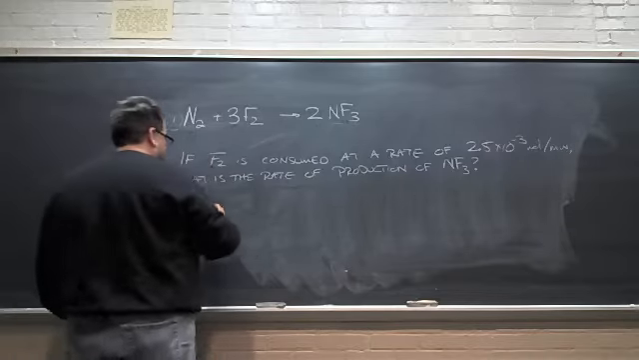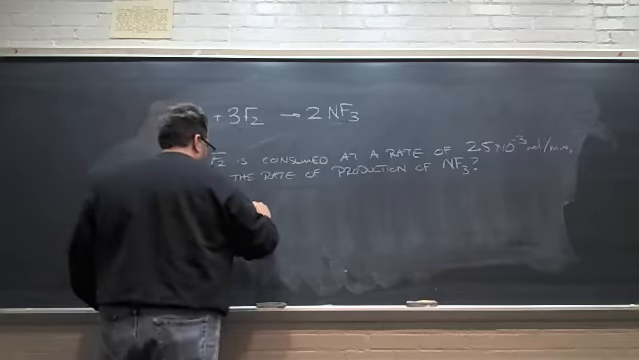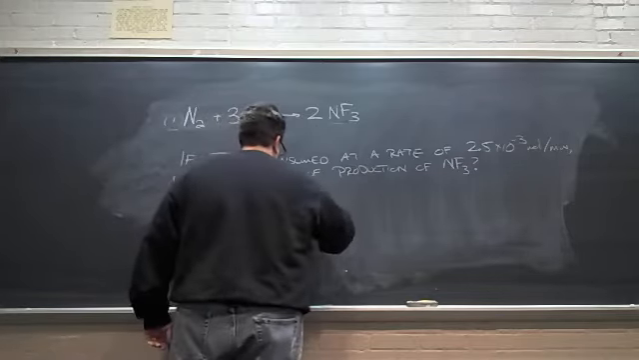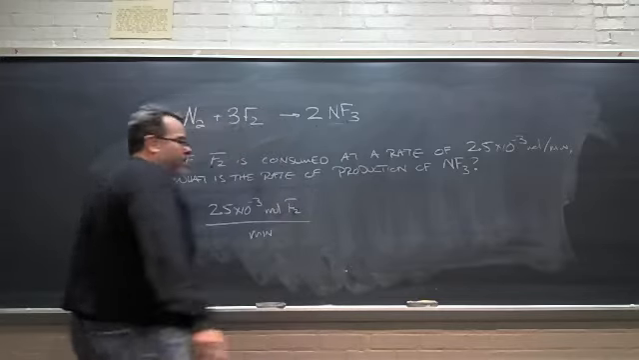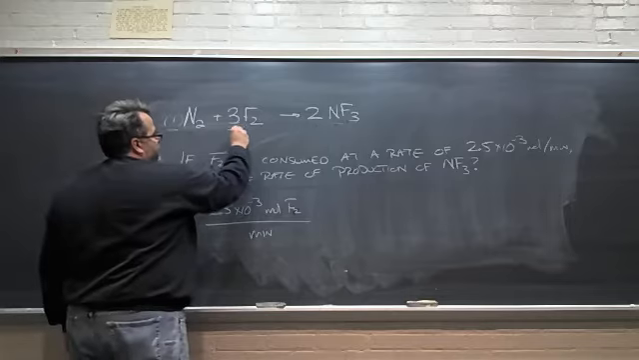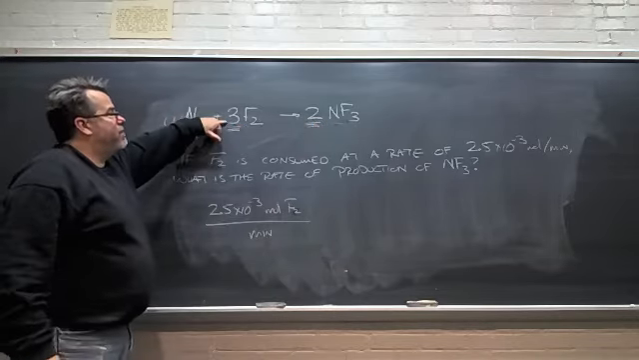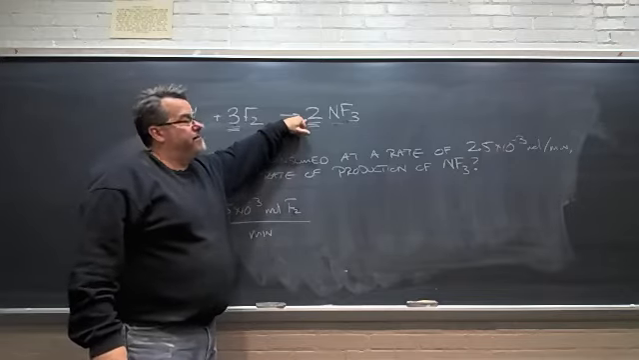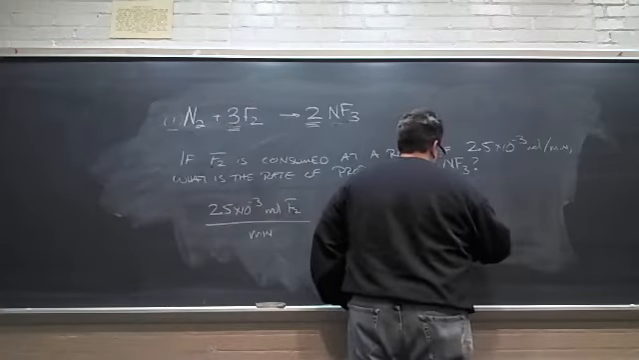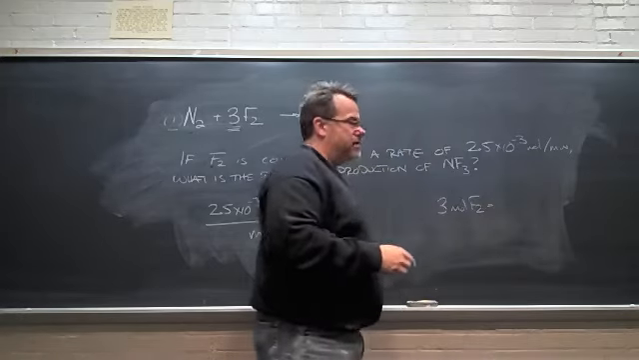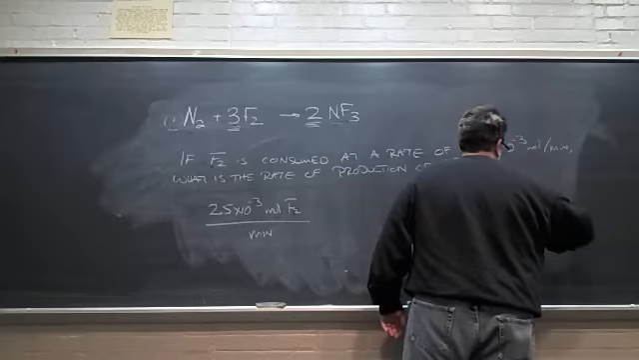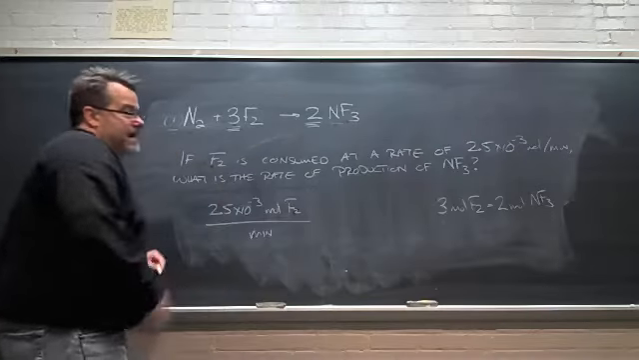So, we can start with what we know. We know that 2.5 times 10 to the minus 3 moles of F2 per minute are consumed, and we want to know the rate for NF3, right? Well, we've got these stoichiometric coefficients here, right? So we know that for every 3 moles of fluorine, we're going to produce 2 moles of NF3. We haven't done stoichiometry like this for a couple weeks, but remember, we can write 3 moles of fluorine equals 2 moles of NF3.